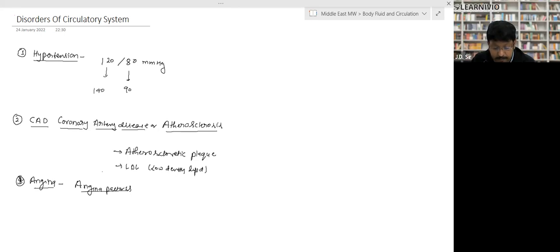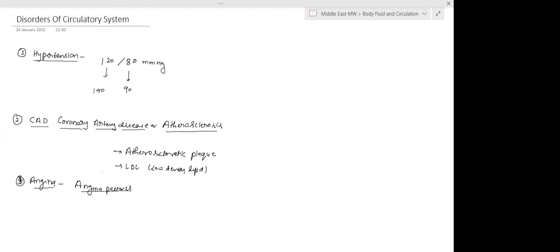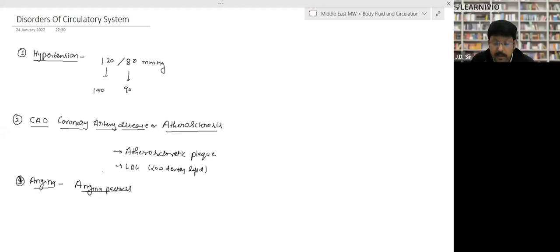The term angina pectoris means chest pain. Full stop. In this disease, enough oxygen does not reach the heart muscles. Full stop. Can you repeat from chest pain? In this disease, enough oxygen does not reach the heart muscles.